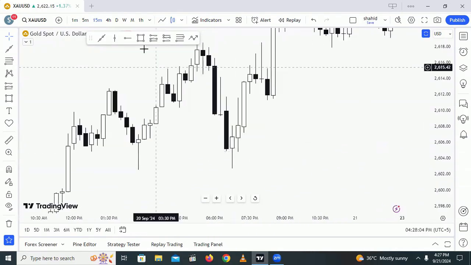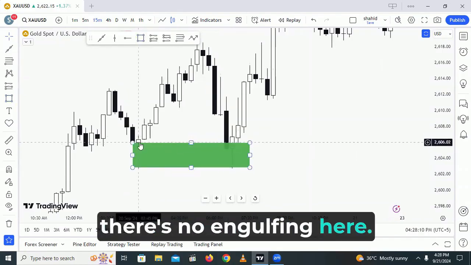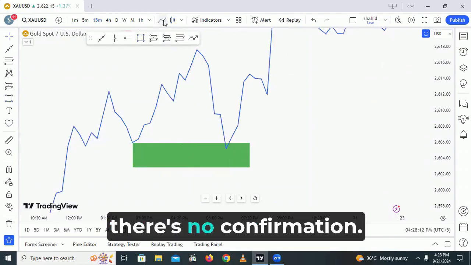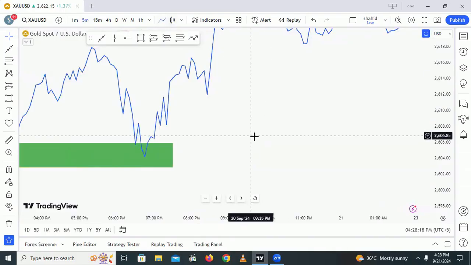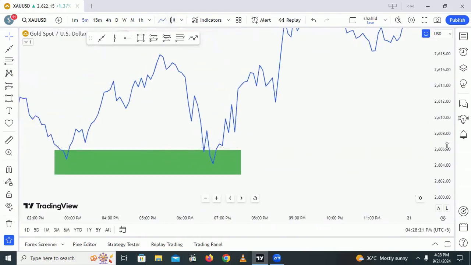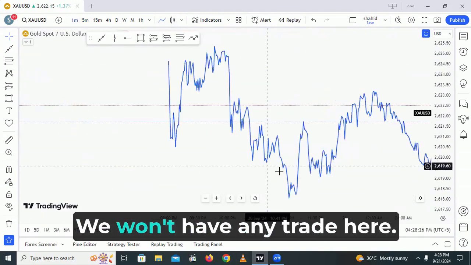But if we take the engulfing, there is no engulfing here. If you put it on 15 minutes, there is no confirmation. If you put it on 5 minutes, there's no confirmation. If you go to the crop, it will be easy for us. We won't have any trade here.